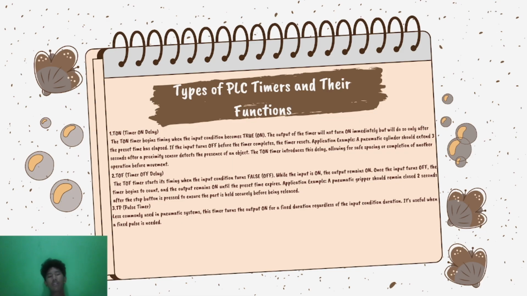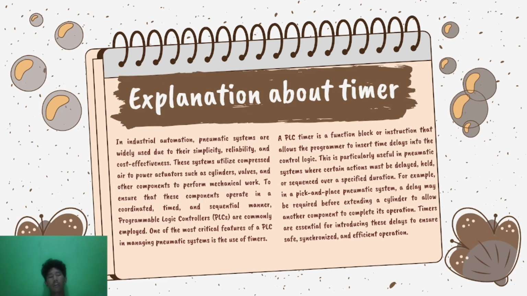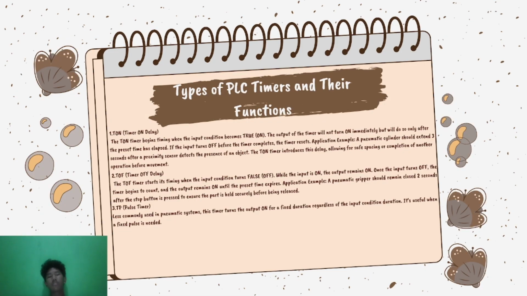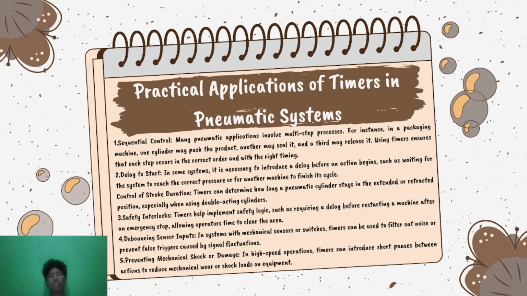And the last one is TP, pulse timer. Less commonly used in pneumatic systems, this timer turns the output on for a fixed duration regardless of the input condition duration. It's useful when a fixed pulse is needed. Okay, this is the explanation. So these are the practical applications of timers in pneumatic systems.